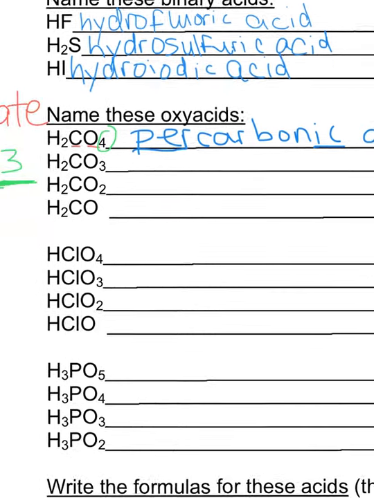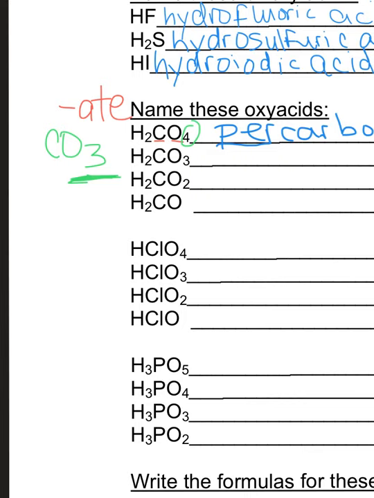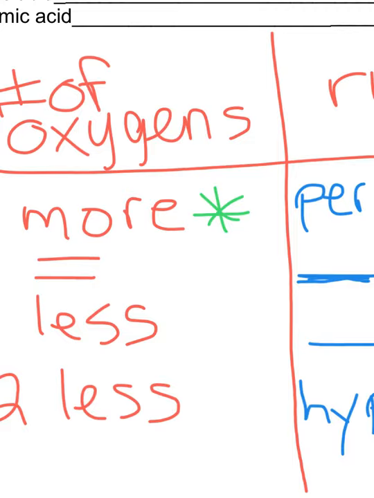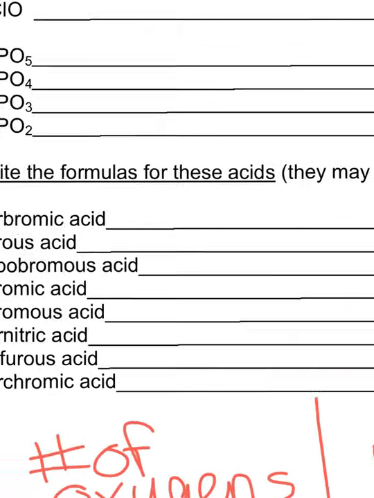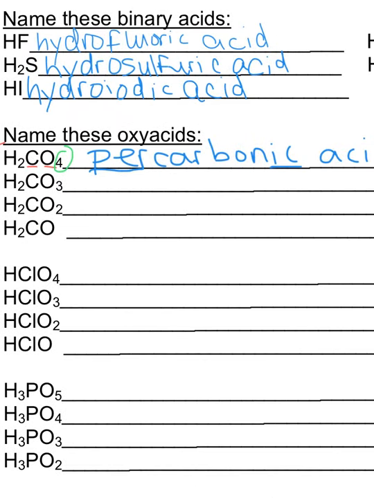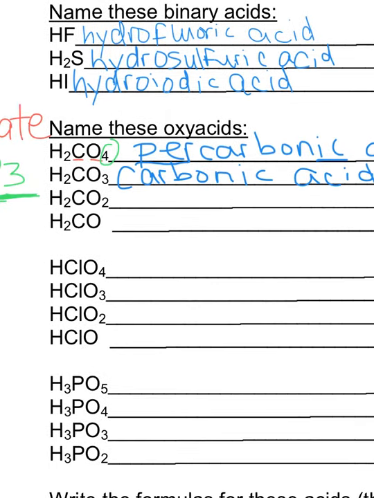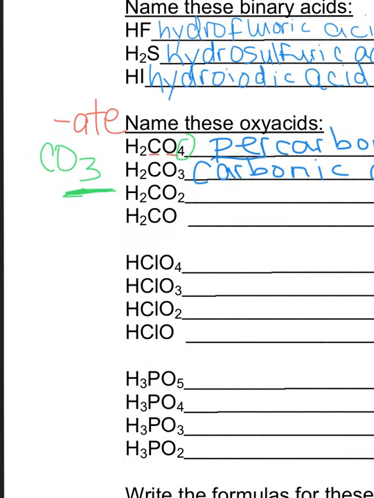Okay, the next one, H2CO3, equal numbers of oxygen. What rule do we follow if there's equal numbers of oxygen? What's that rule? Let's go down. Equal number, IC. So this one is going to simply be carbonic acid. See how that works? Carbonic acid.